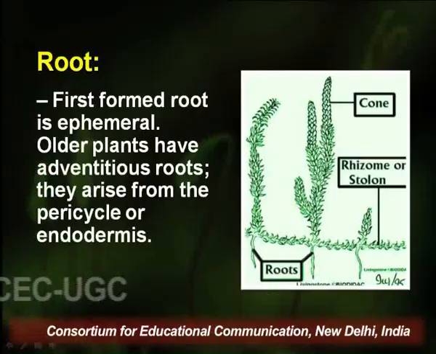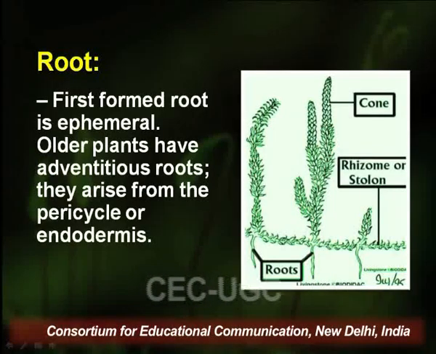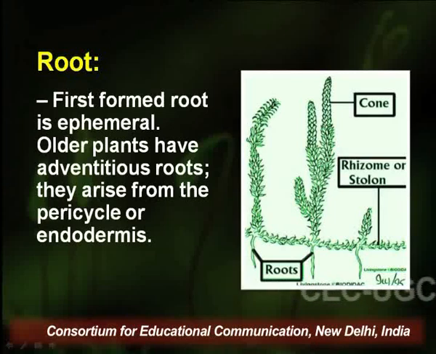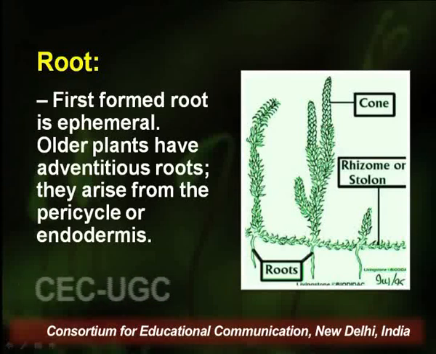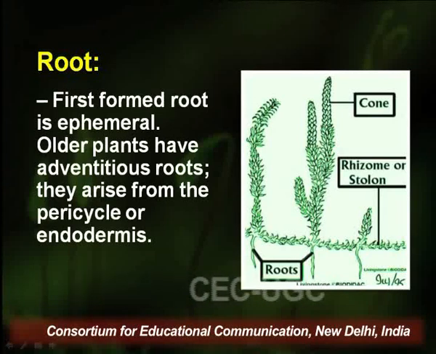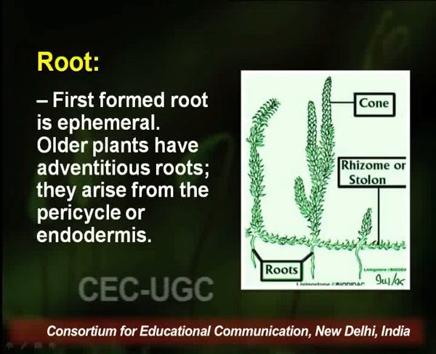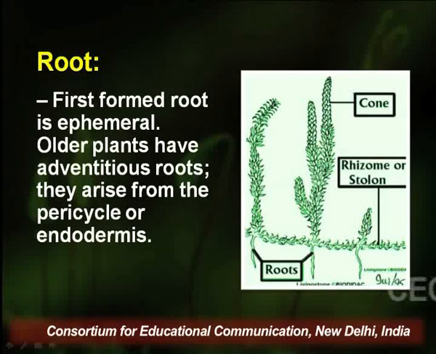Now, having said that, let us understand various body parts of Lycopodium one by one. As far as root is concerned, the first formed root, that is the embryonic root, is ephemeral or short-lived. In older plants, we encounter adventitious roots which are very frequent, and they arise from pericycle or endodermis. So, in case of Lycopodium, the origin of root is endogenous.